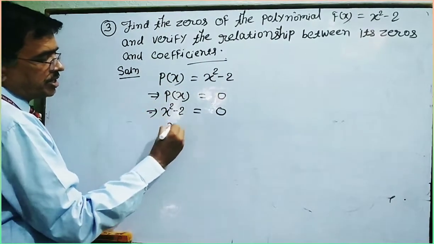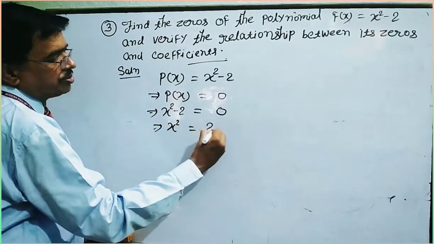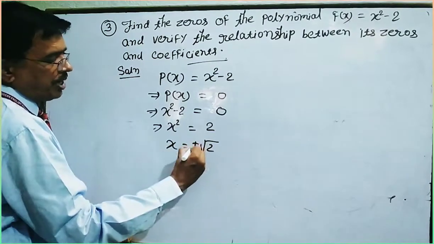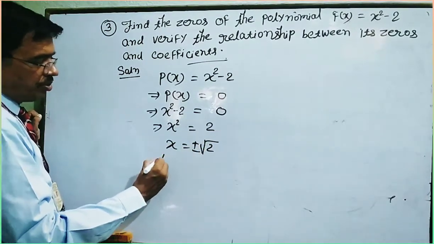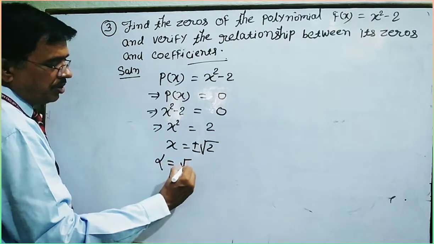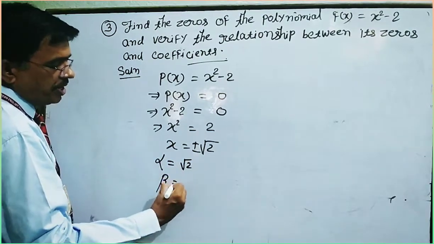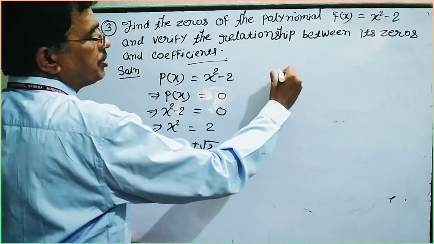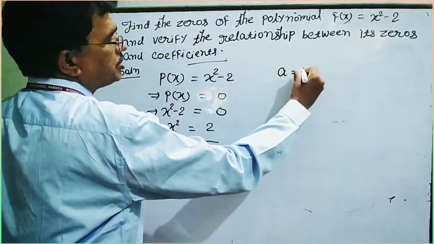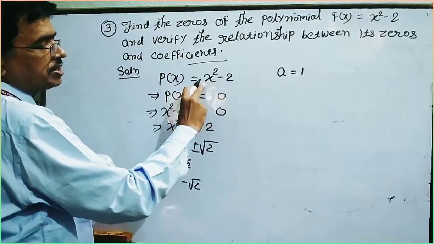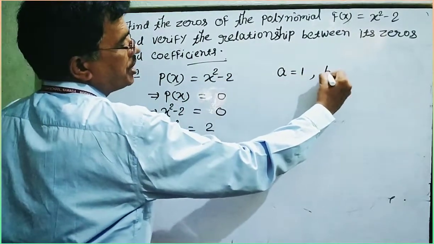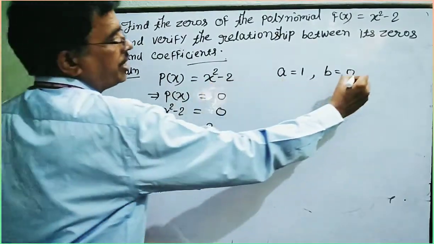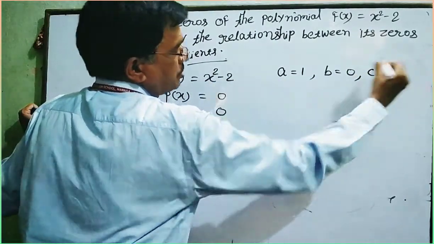Then x² is equal to what? That is 2. So x is equal to plus or minus root 2. So there are two zeros: alpha is plus root 2 and beta is minus root 2. Now in this equation, what is a? The coefficient of x² is called a. Next, b is 0 because the coefficient of x is not given, and c is minus 2.